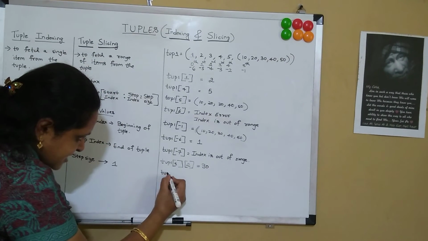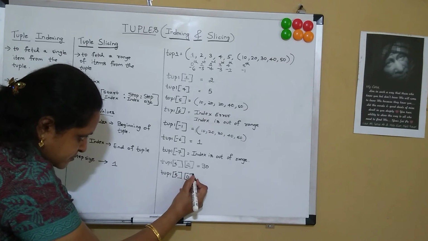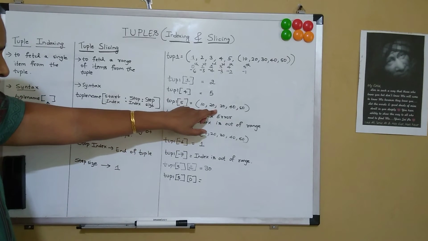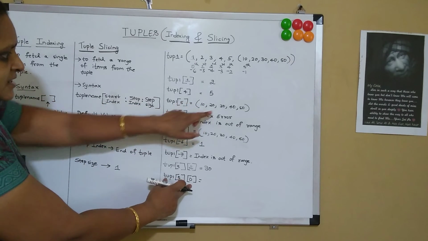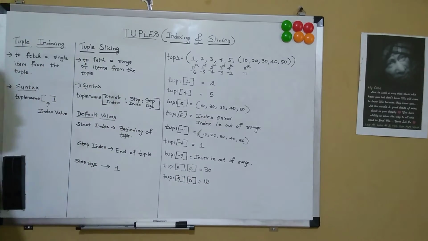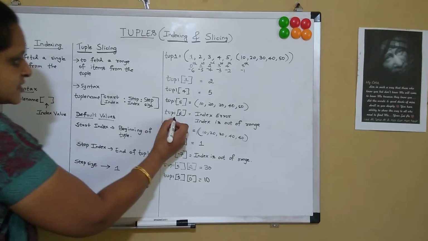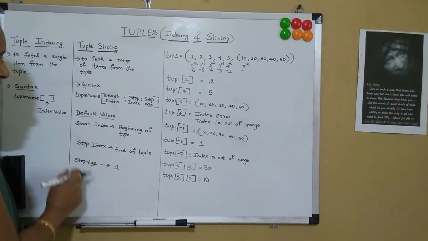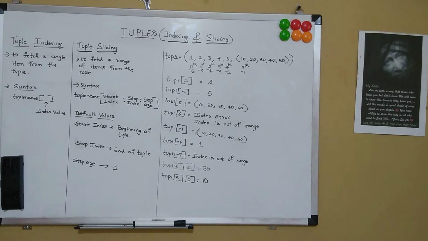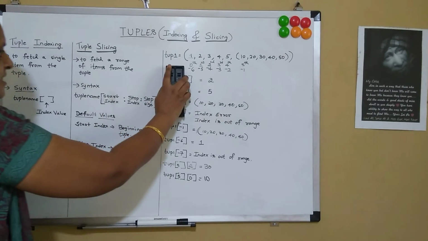Similarly, if I say tuple1 of 5 of 0, tuple1 of 5 is this particular tuple. In this I want the 0th index. So the value 10 will be printed on the console. So from this we understood what is positive indexing, negative indexing and nested indexing. So this completes tuple indexing for you friends. Now let's go on to tuple slicing.